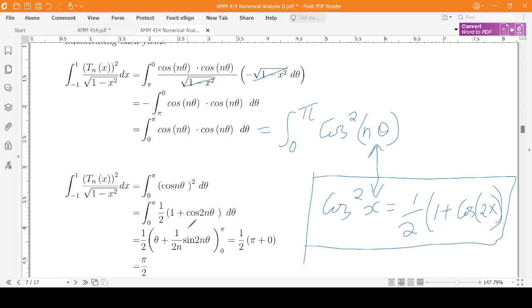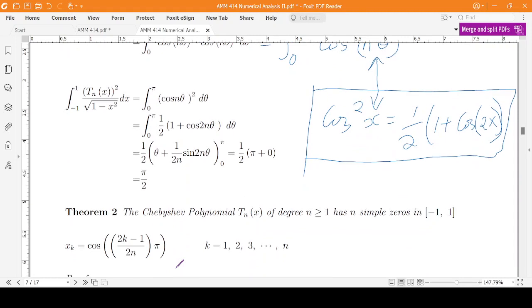Then integrate. This will give us a half into theta plus 1 over 2n sine of 2n theta. But sine of 2n theta will be 0 whenever theta is pi, and also 0 whenever theta is 0. So this will give us a half into pi plus 0, which is pi over 2. That's pi over 2.